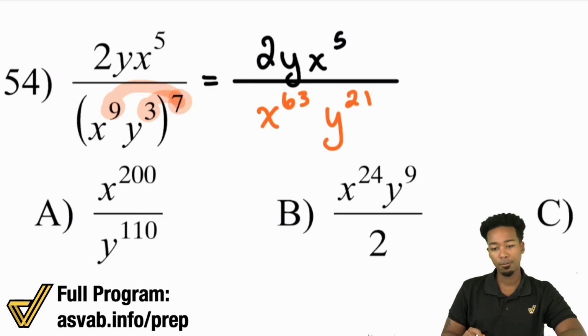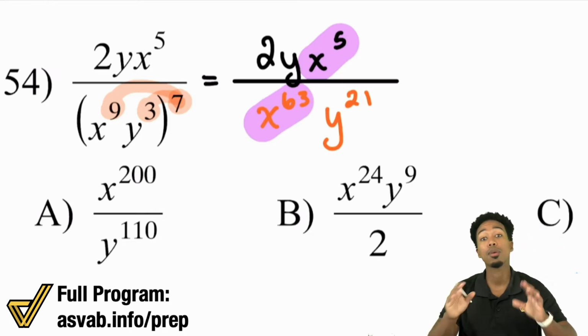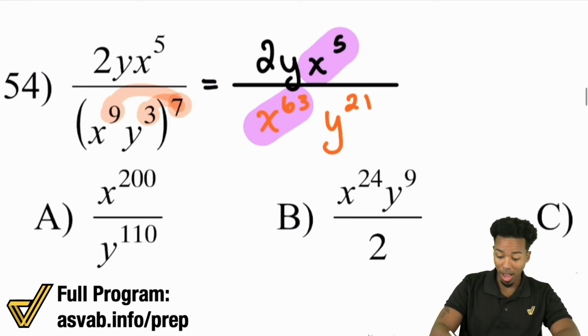What do we notice now? Well, what we notice now is that we've got some work to do in terms of quotient law of exponents. So here, I see clearly that we have x to the power of 5, x to the power of 63. Remember, just because the y is first up here and the x is first down here doesn't mean you mix these two.